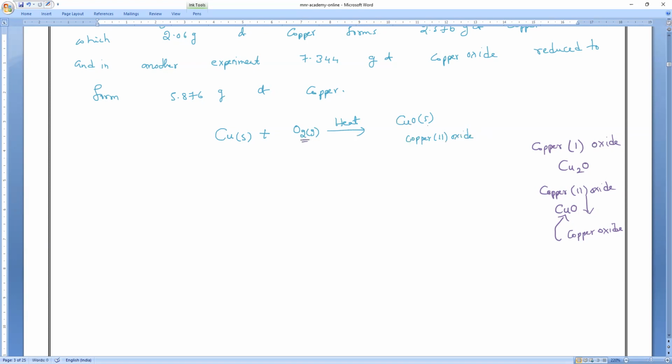Here 2 oxygens are there, here only 1, so I'll multiply with 2. Here coppers become 2, here only copper 1, so here also I'll multiply with 2. So this is the balanced equation. Any problem for anybody? You can ask me. Clear, everybody?